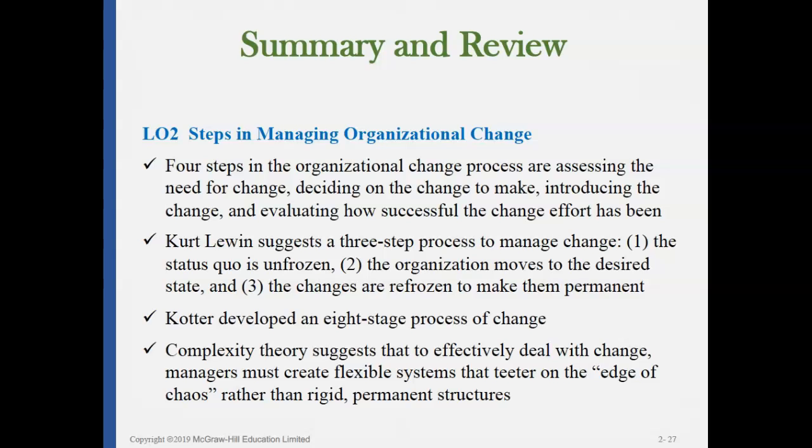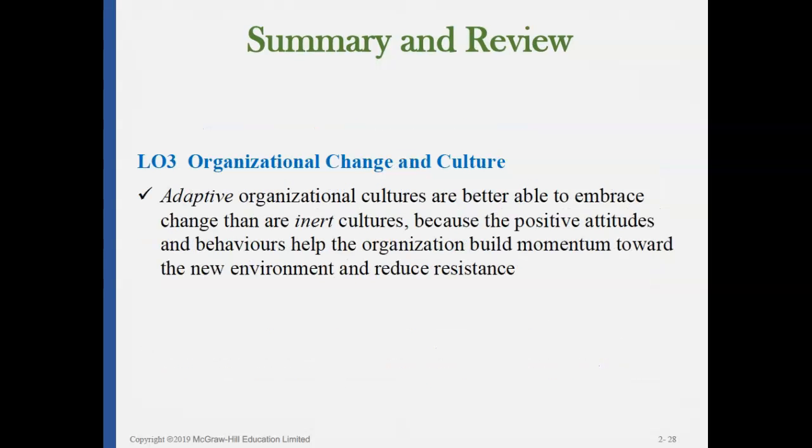We talked about Kotter's 8-step process of change. And we talked about complexity theory, which suggests that to effectively deal with change, managers must create flexible systems that teeter on the edge of chaos, but are not too permanent either, right? This is the idea where you need a balance between the two. And finally, adaptive organizational cultures are better able to embrace change than inert ones because of the positive attitudes, and people know that they're getting into an organization that has a lot of momentum and energy.